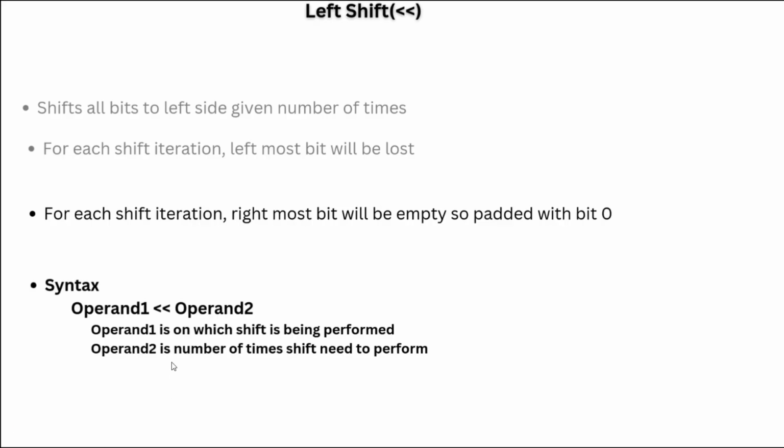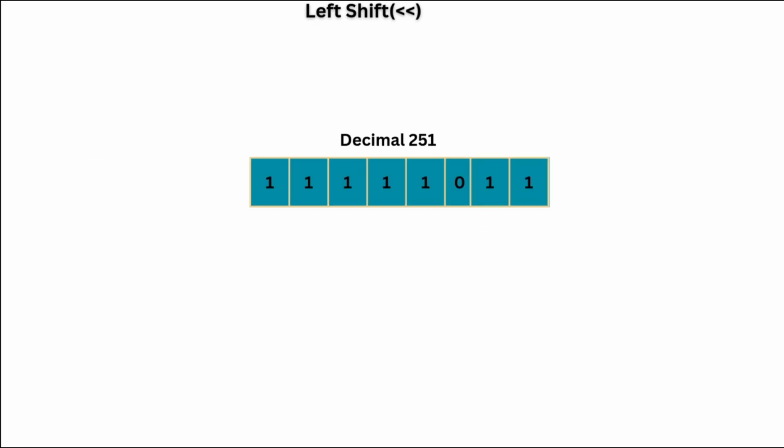The syntax is like this. You have operand 1 and operand 2, and in between is the symbol for left shift in C language, and in many programming languages. Operand 1 is the one on which you are doing the shift operation. Operand 2 tells how many times you want to shift. We will see one example also. Let's take this decimal 251 and its corresponding binary.